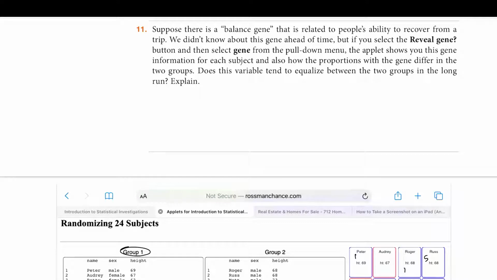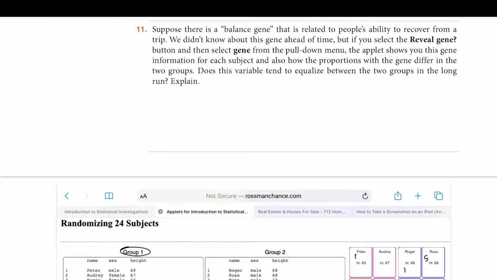Next, we're going to consider a balance gene. And it says we didn't know about this gene ahead of time. And that's the thing about these kinds of experiments: you can't necessarily imagine or think of every possible confounding variable. There could be ones that you never even considered. So again, you're going to do what it says here.